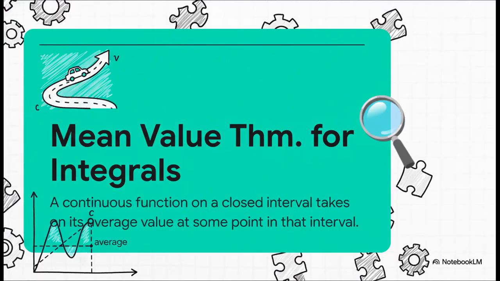So the first piece of this new toolkit is a theorem that makes a really powerful guarantee. It says that for any continuous journey, like our car trip, there has to be at least one single moment, some specific point in time where the car was traveling at its exact average speed. It proves that this true average isn't just some abstract idea. It's a real, actual value that happens.